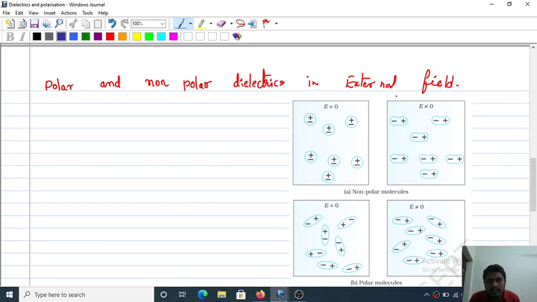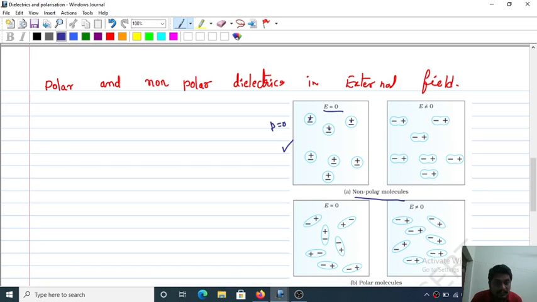Polar and non-polar dielectrics in an external field. Now we'll discuss how polar and non-polar dielectrics behave when placed in an external electric field. This is an example of a non-polar dielectric, which has non-polar molecules. In the absence of an electric field, the centers of positive and negative charges are at the same point, so the dipole moment is 0.